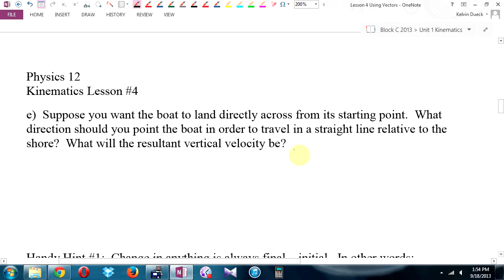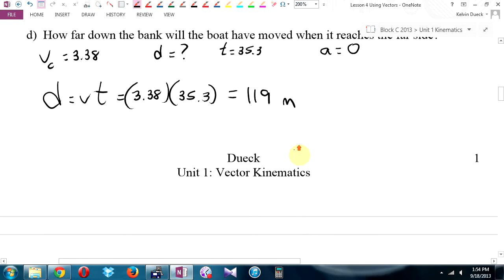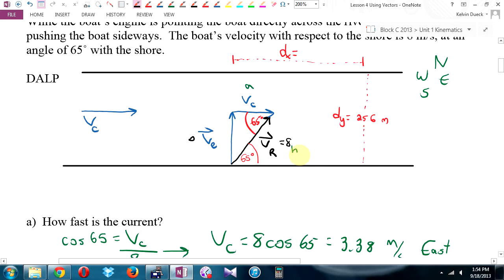Suppose you want the boat to travel directly across, to land directly across from its starting point. Well, how can I do that? I think what that means is I'm going to have to take this boat and instead of going straight across, I'm going to have to slightly point it into the current to exactly cancel out the sideways push.